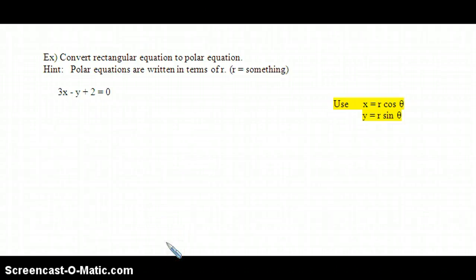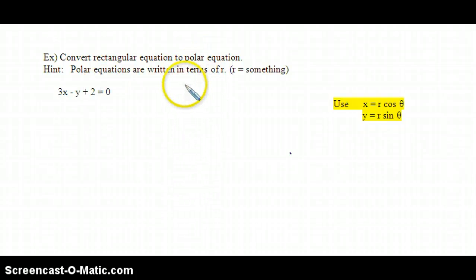Welcome back to the second part of Trig 6.7 notes. We're still talking about rectangular equations to polar equations or polar equations to rectangular equations and making those sorts of conversions. This problem is asking us to take a rectangular equation, so an equation that has an x and a y, and write it as a polar equation.